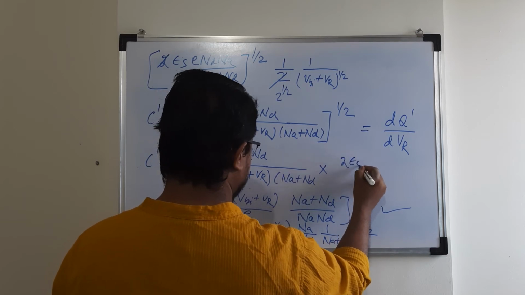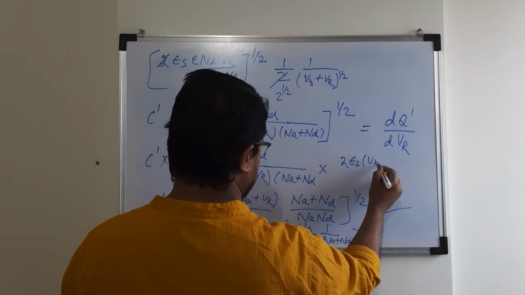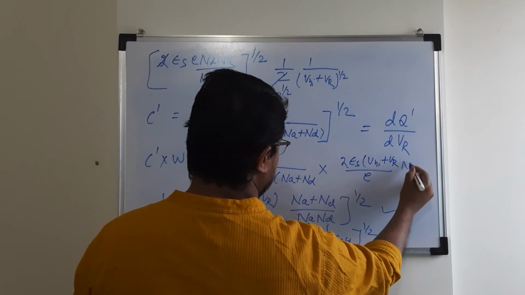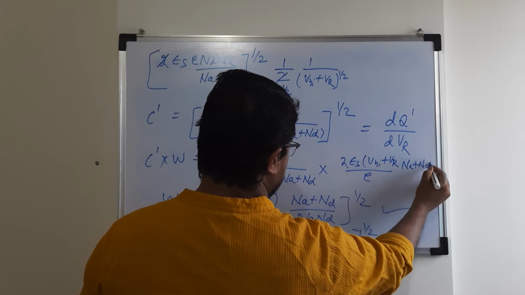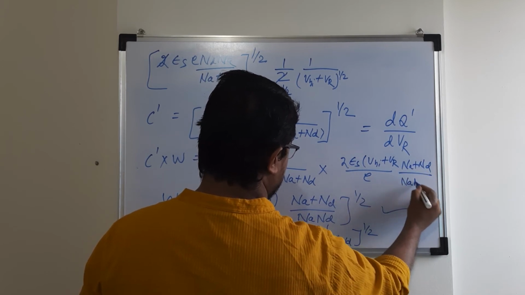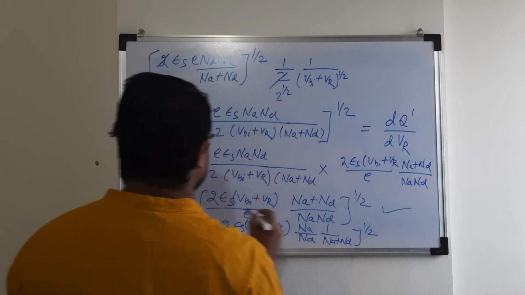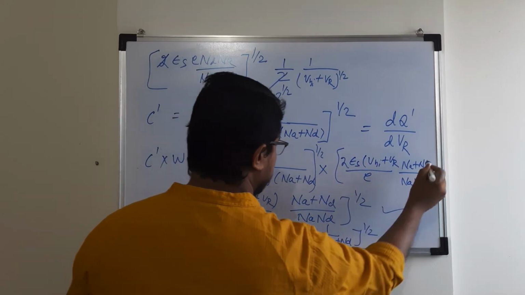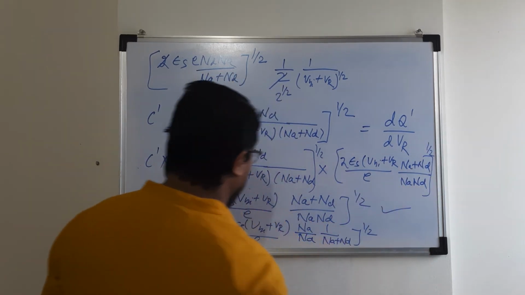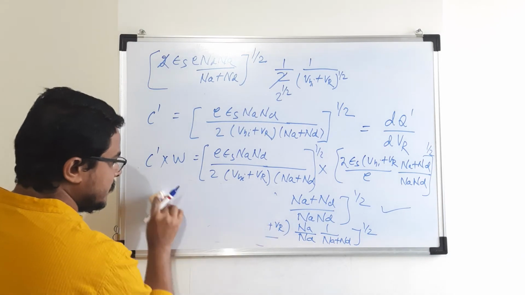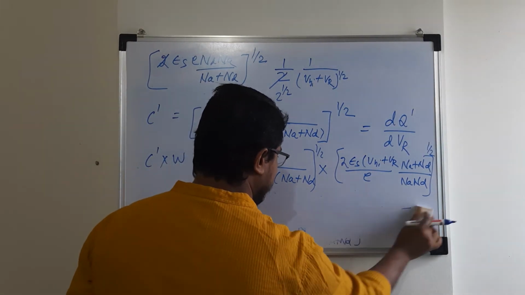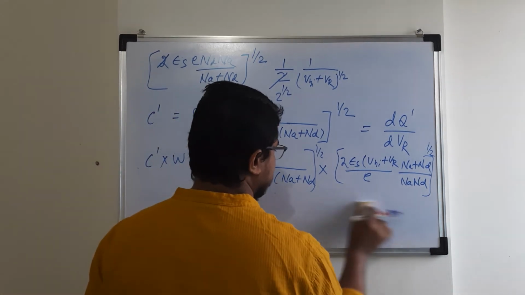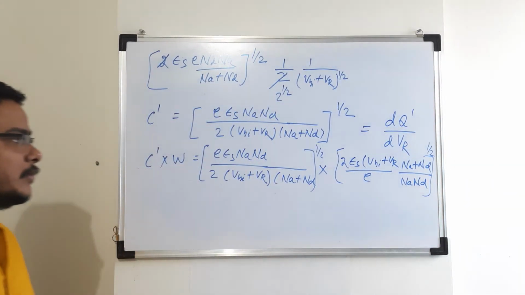That gives us 2 epsilon s, and then (Vbi plus Vr), divided by e, and then we got (Na plus Nd) divided by Na Nd, to the power 1 by 2. So this to the power 1 by 2 and this to the power 1 by 2. So what will happen if I multiply it? Okay, I have substituted the value of W just to establish a relationship between C dash and W, that is, junction capacitance and space charge width, how they are related. That is what we are going to obtain, right?